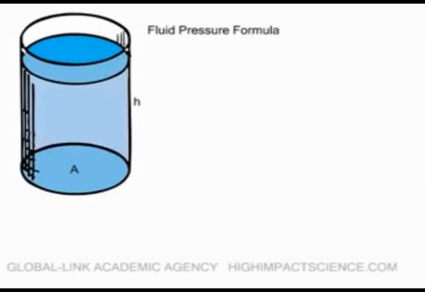So how do we calculate pressure in liquids? Now carefully consider a liquid in a container on your screen. If A is the cross-section area of the column, H the height of the column, and rho the density of the liquid, then volume of the liquid is equal to cross-section area times height, that is A times H.